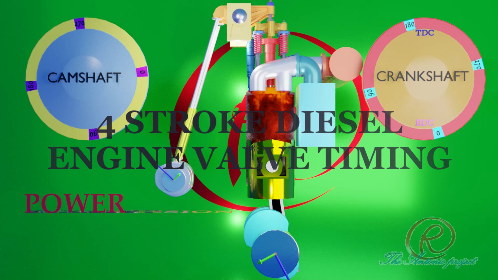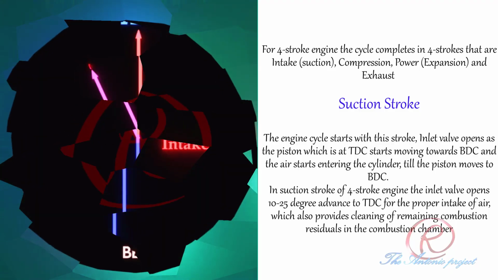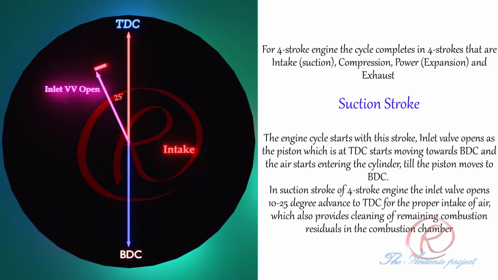4-stroke diesel engine valve timing. For a 4-stroke engine, the cycle completes in 4 strokes: intake or suction, compression, power or expansion, and exhaust. Suction stroke. The engine cycle starts with this stroke. Inlet valves open as the piston, which is at TDC, starts moving towards BDC, and the air starts entering the cylinder till the piston moves to BDC.